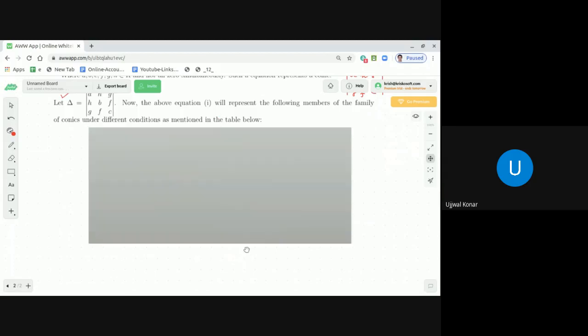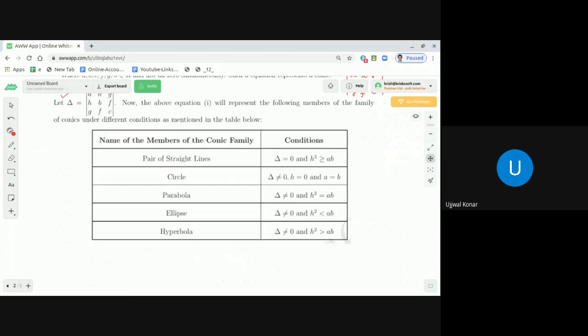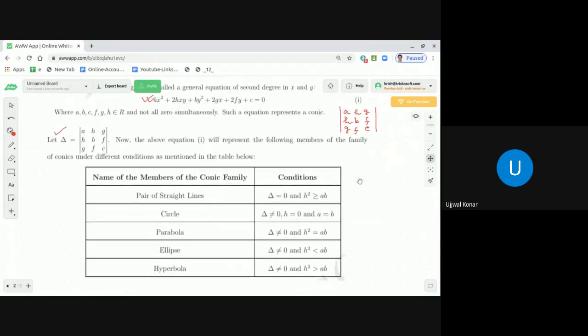Okay, if the value of delta is equal to 0 and h square is greater than or equal to ab, then we can call it a pair of straight lines. If delta is not equal to 0, h is equal to 0 and a is equal to b, that is known as a circle.